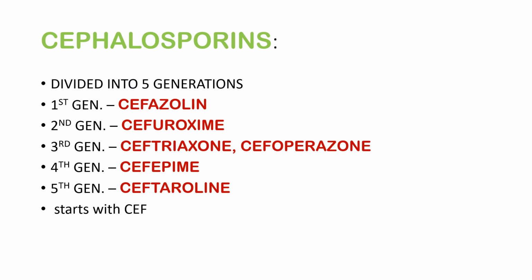So we discuss about cephalosporins. They are divided into 5 generations. First generation includes cefazolin and many more drugs, but we discuss 1 or 2 drugs in each generation. Second generation includes cefuroxime. Third generation includes ceftriaxone, cefoperazone. Fourth generation includes cefepime. Fifth generation includes ceftaroline. And cephalosporin starts with cef.